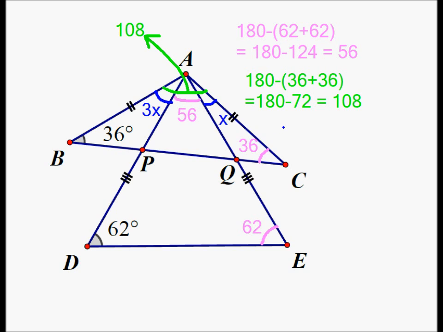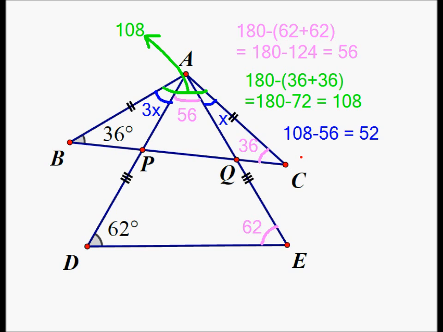So if we subtract 56 from 108, what do we get? We get 52. So we are going to claim that this angle 3x plus x has to be 52, because the big angle is 108 and the smaller part of it is 56. If you take the difference, you're going to get 52. So we're making this claim right here.